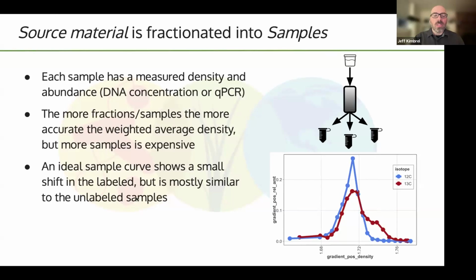So typically what we see for an ideal sample curve is a small shift. So this is a 12C in blue and a 13C shown in red. So kind of the peak is similar, showing most bugs are not actually active. Most are taking up more 13C. But there is this little hump right here that shows, okay, there are actually some DNA sequences that are migrating further in the density gradient.